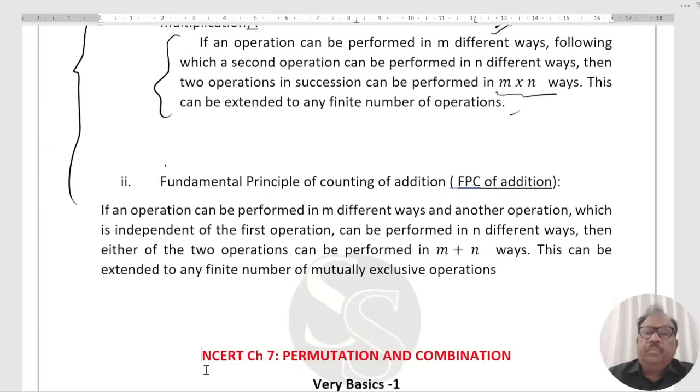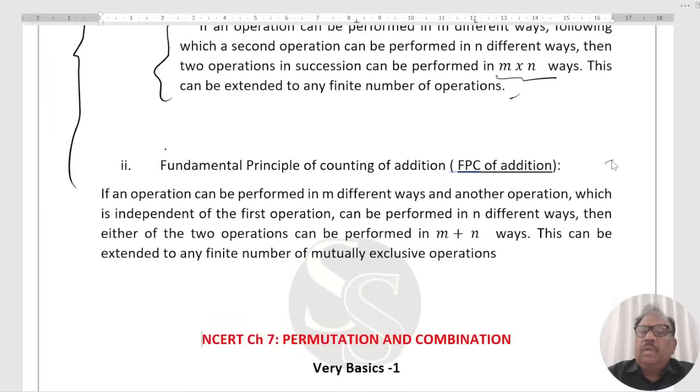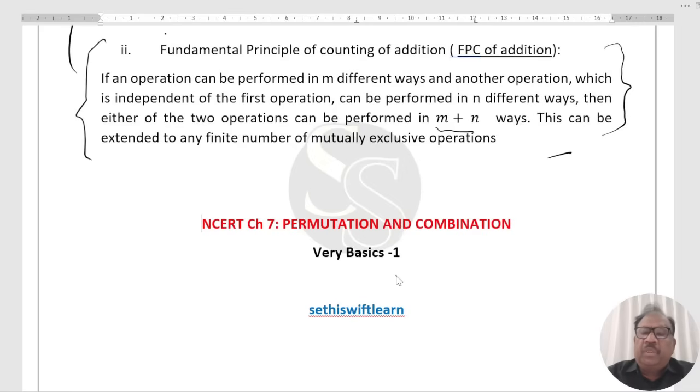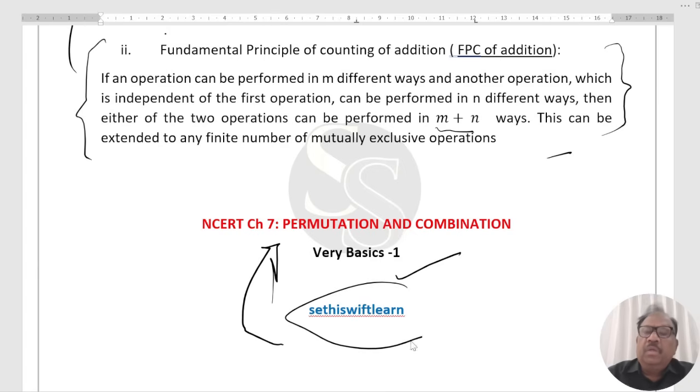One is addition. If to perform an event a number of methods are there, then the number of ways of all the methods are to be added. If an operation can be performed in m different ways, and another operation, independent of the first operation, can be performed in n different ways, then either of the two operations can be performed in m plus n ways, right? These concepts have been cleared in the very basic session 1, which you can review on Sethi Swift Learn. Now let's start with the concept and questions further, right?